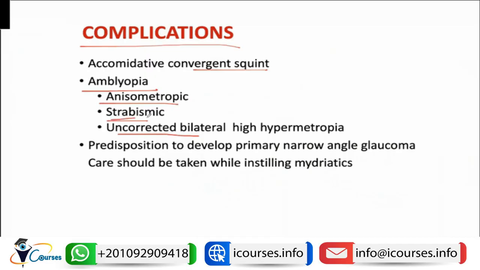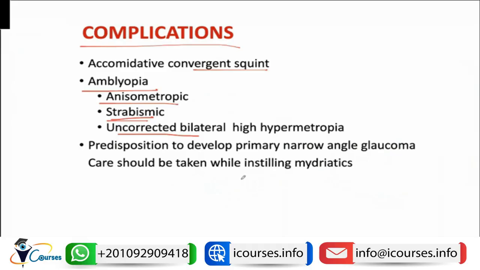Or strabismic: if the eye has a convergent squint, then this eye has a strabismus, and now the image on this eye will not fall on the fovea, so this will lead to lack of foveal stimulation of this eye, leading to lack of brain stimulation. Or if both eyes have high hypermetropia, then this will lead to amblyopia in both eyes, so both eyes will have poor vision, and the brain will have poor visual construction from both eyes, leading to amblyopia of both eyes.